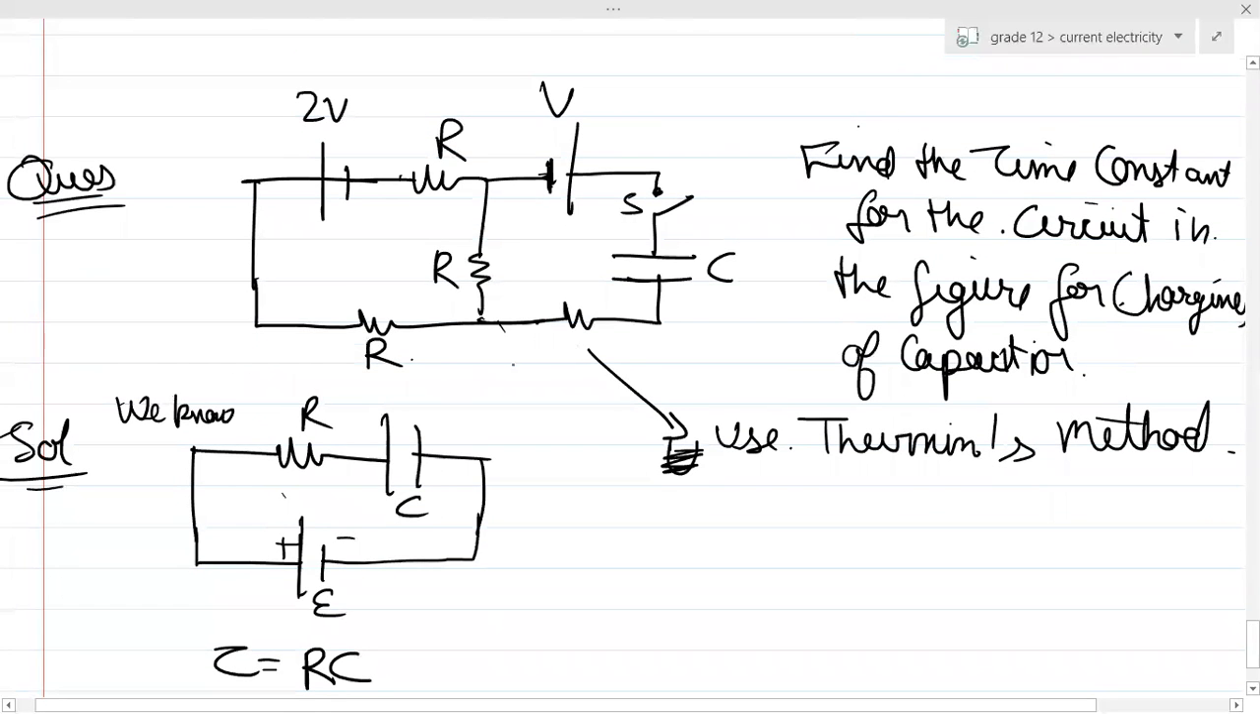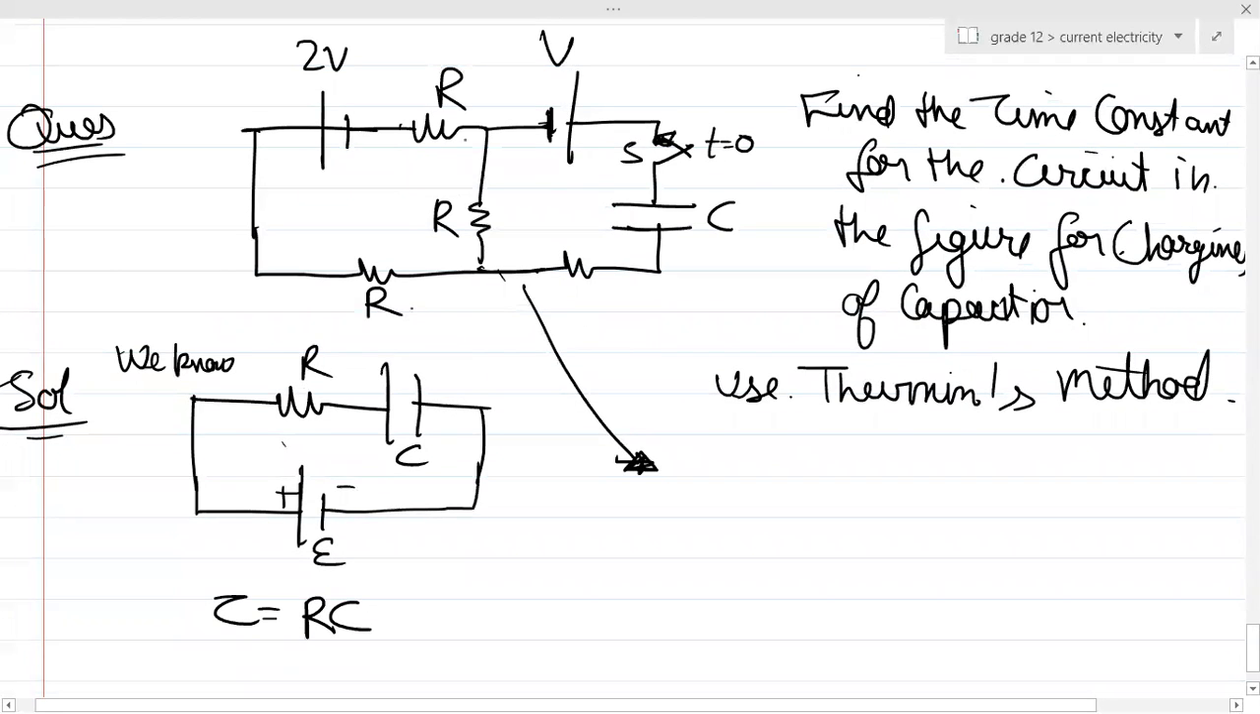So basically, what will I do first? First thing first, I'll just see. Can you see over here? There are lots of resistors over here. If the switch is closed at t equals to 0, so I need to find out what RC is, right? R into C. So can you see over here? R and R. Oh, sorry. This whole thing will become something like this.